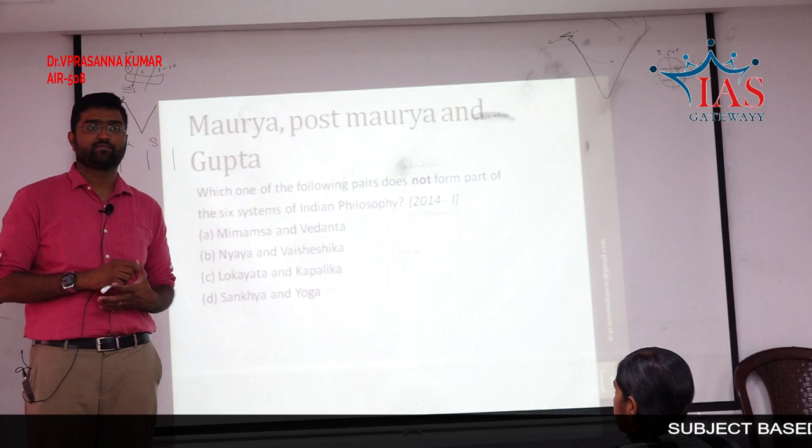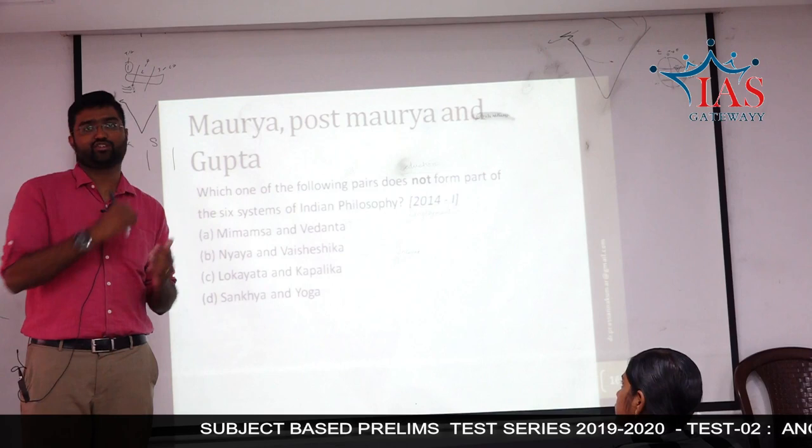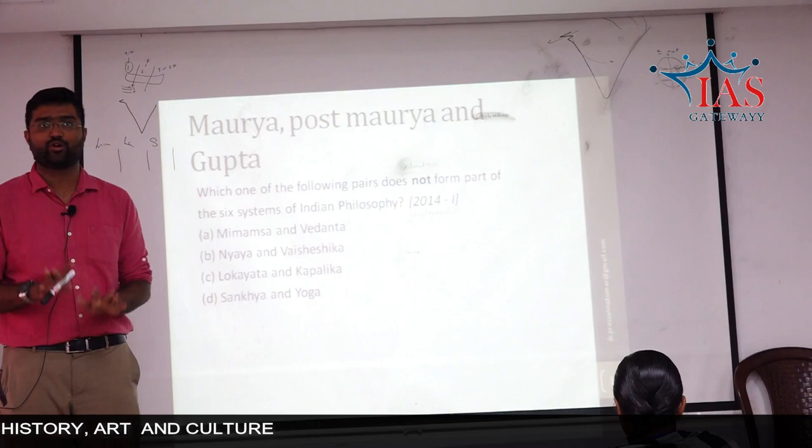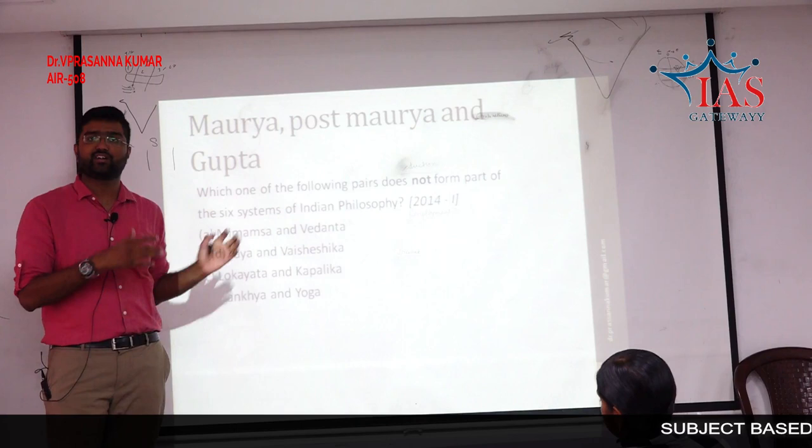Fa-Hien, Megasthenes. So from there you should start. Don't start only from Fa-Hien and Hiuen Tsang alone. Start from Megasthenes itself. He wrote the book called Indica. At least a few lines about everything you should know. So this is how you are going to read your Maurya and post-Maurya. Again, pictures are very important. Art and culture is what is important here. Fine. Next.